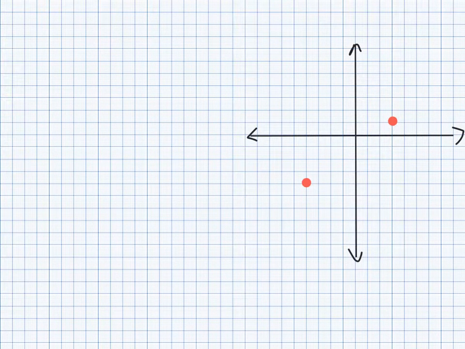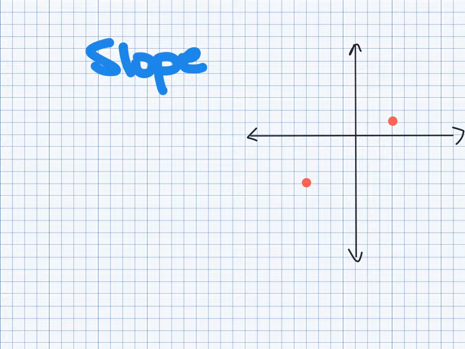So let's start talking about slope. Oops, I need to change that so that it's not so big. All right, so slope is the inclination of a line. If you see on my graph, I have 2 points, and every unit is 1, so we're going to assume that everything is 1.